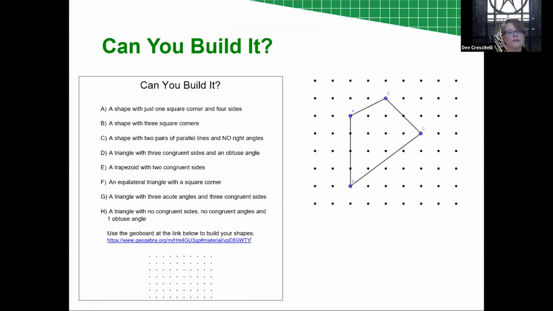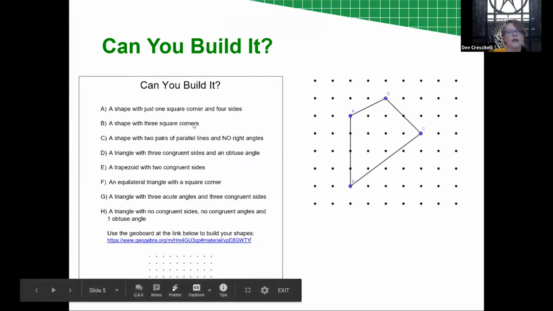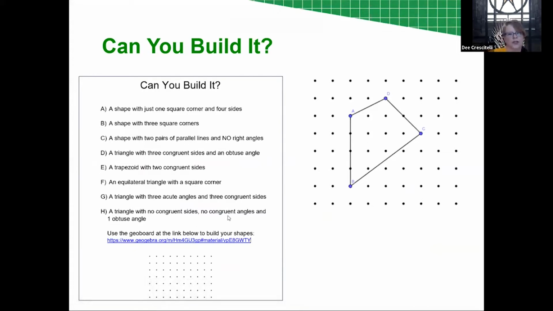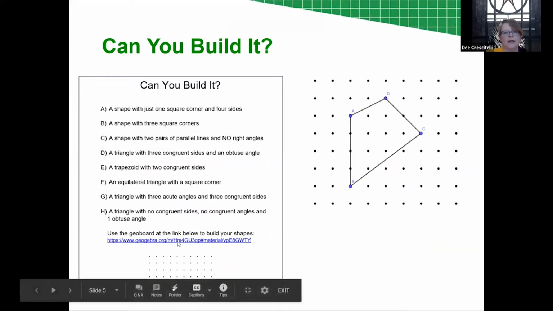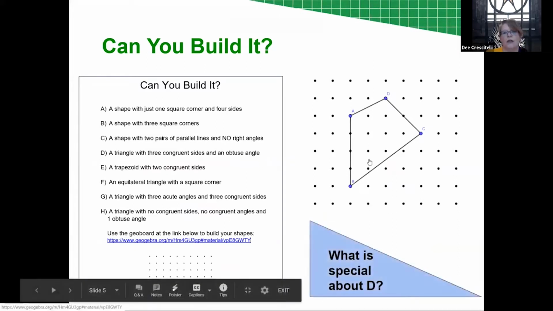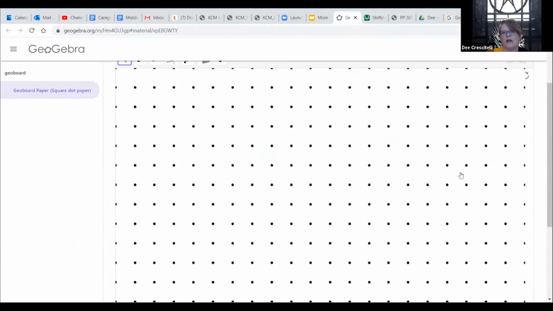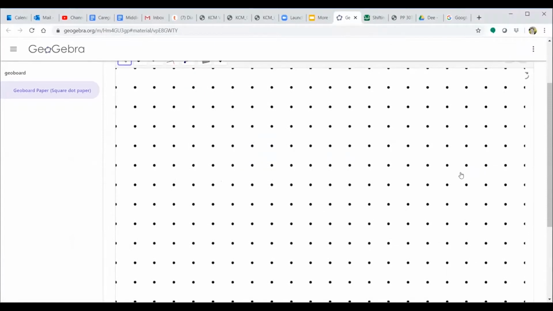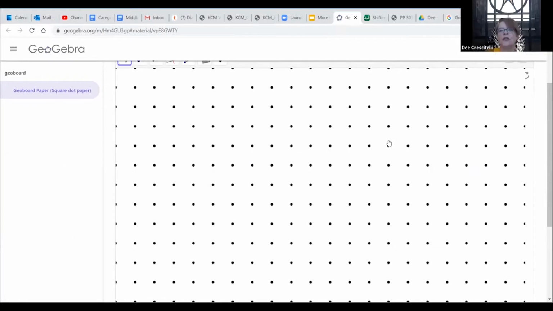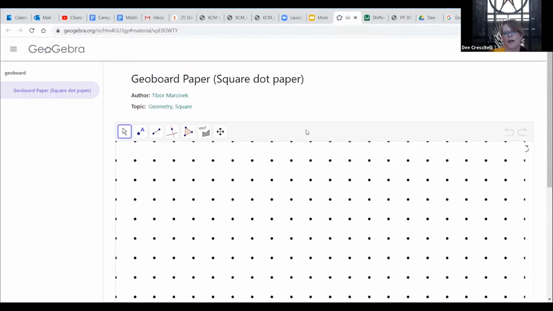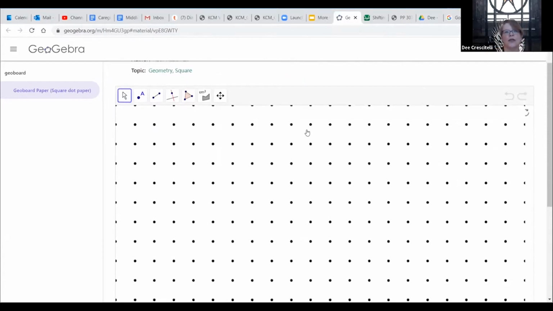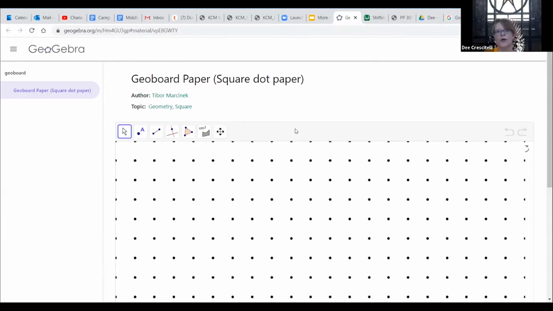So we're going to start with an activity that's in the packet called Can You Build It? And it's a series of just listing out, can you build these particular shapes, right? And then there is a geoboard. Can you guys see my geoboard dot paper? Yes, we can. Okay. Nice and clear. Awesome. So in GeoGebra, which is a handy dandy awesome tool, there is just square dot paper designed that you can loop things on and do things with to serve as geoboard paper, basically.